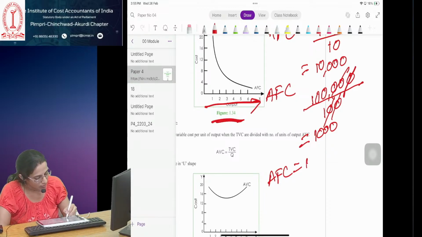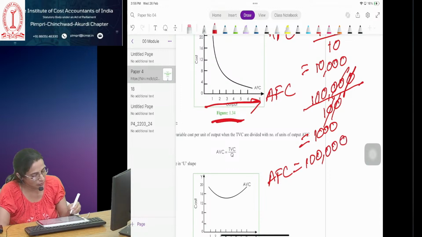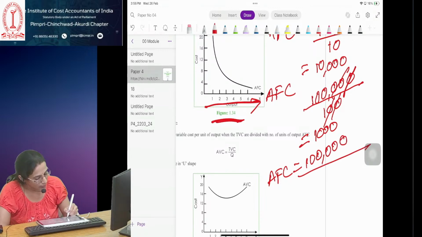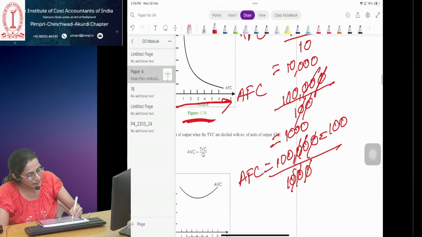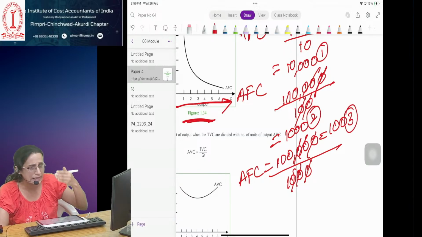Got it? See again, the fixed cost will remain 1 lakh. Number of units became 1000. So it became 100. So what we are observing, first it was 10,000, now it is 1000, now it is 100. Is it increasing or decreasing?